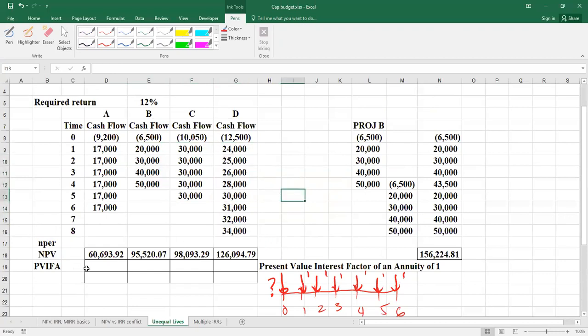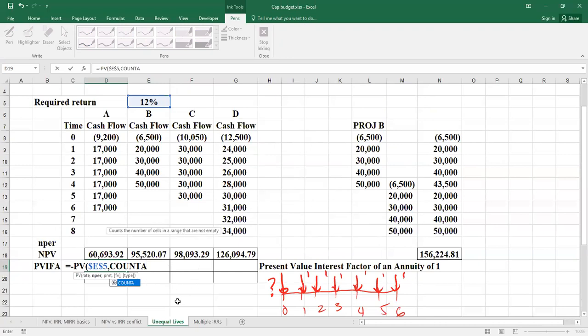Pwede natin gawin ganito. It's equal to negative PV. Rate is at 12%. Pare-pareho sa lahat. N per is, pwede kong gamitin yung COUNTA function. Ito, COUNTA function counts the number of cells in a range that are not empty. So ipapa-count ko kay Excel ito from 1 up to 8. Okay? So pag bilangin niya yan, tingnan mo ha. Pag bilangin niya to, F9 of 6. Tama na bilang niya. Okay, right? Ang binilang niya yung hindi empty. That's the COUNTA function.